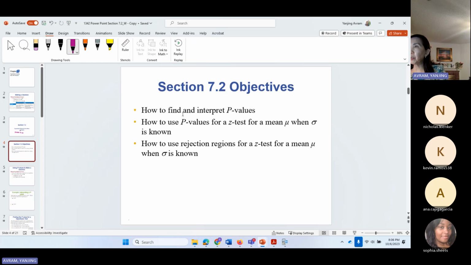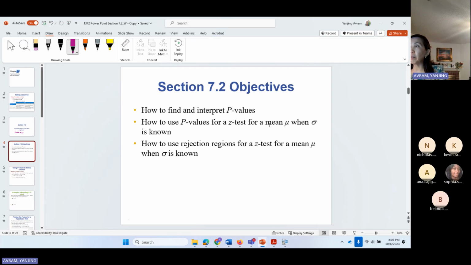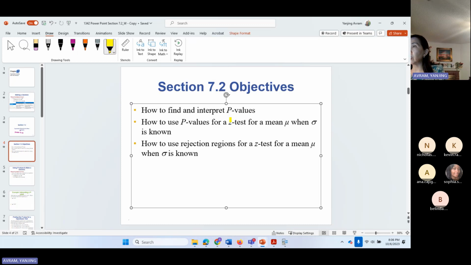So in this section, we're gonna learn how to find the p-value and what the p-value means, right? And how to find the p-value for the z-test for a mean when the sigma is given. Look at that, when the sigma is given, that is a z-test. And how to use the rejection region for the z-test for a mean when sigma is known. That is the most important one because in the next section we're gonna look at the t-test, where sigma is unknown.